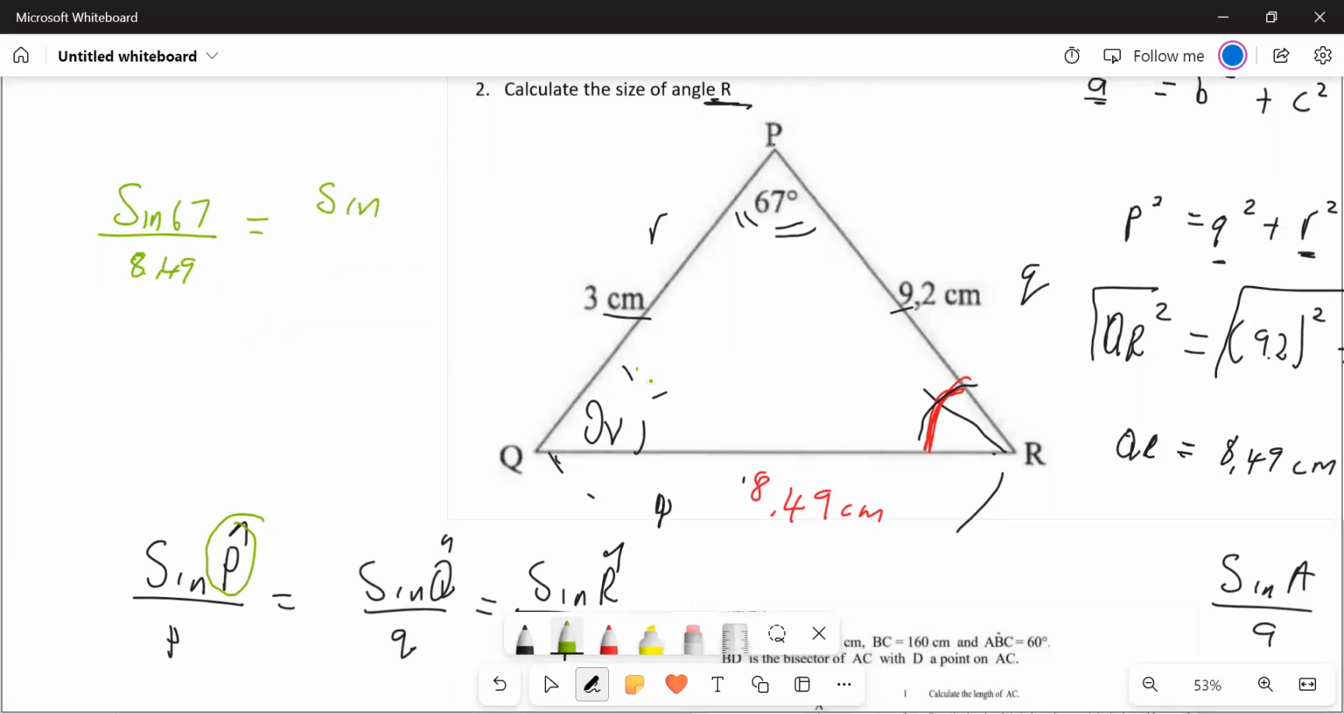Do you know what is Q here? You don't know, so we'll simply write this as sine of Q all over small letter q. Do you know what is small letter q? So we'll come and put, which is 9,2, equals to. Then you have the sine of R again.